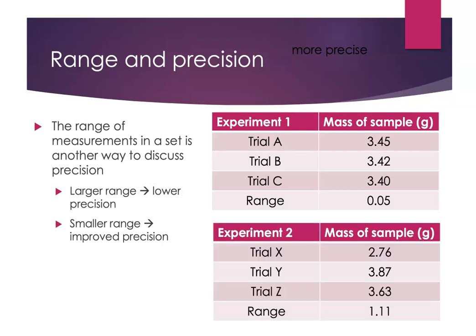In another set of experiments, trials X, Y, and Z, I've got actually the same average for the masses if I were to add them up and divide by 3, but I have a much larger range for trials X, Y, and Z, which is saying that this set of data is less precise than trials A, B, and C are collectively. All right, so that's another way we can think about range.